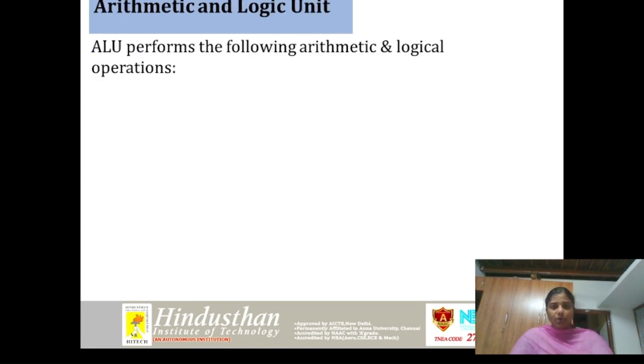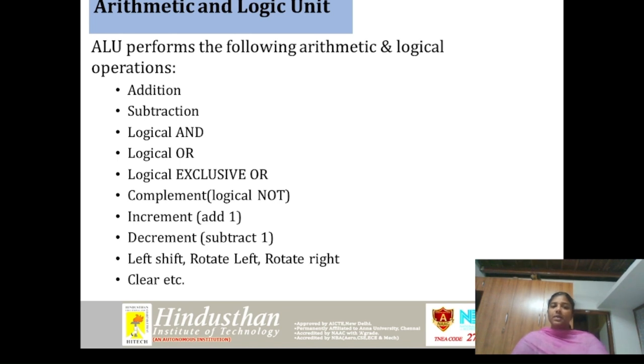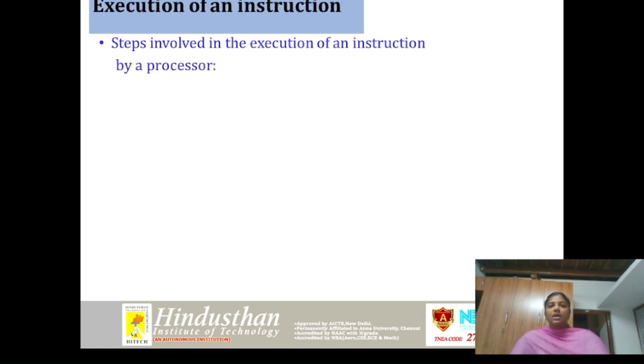It performs the following arithmetic and logical operations. What are the arithmetic and logical operations? Addition, subtraction, and the logical operations include logical AND, OR, exclusive OR, complement, and also increment, decrement, left shift, and clear. These are all the ALU operations.